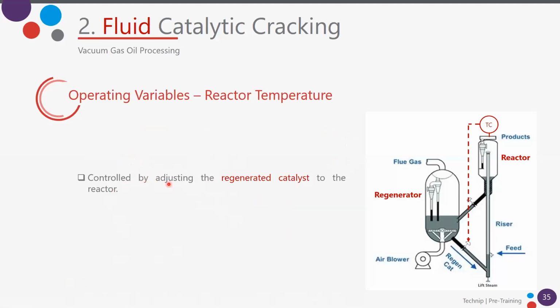So it is controlled by adjusting the regenerated catalyst to the reactor. So this valve, okay? We'll adjust the valve if we want more temperature. If we increase the set point here, it will open this valve more, okay? That is the regenerated catalyst to the riser.